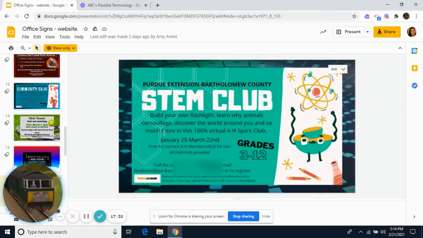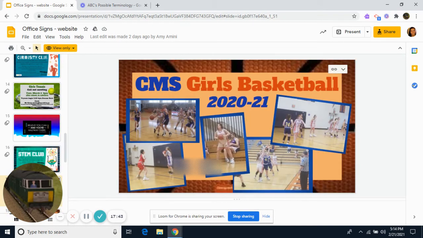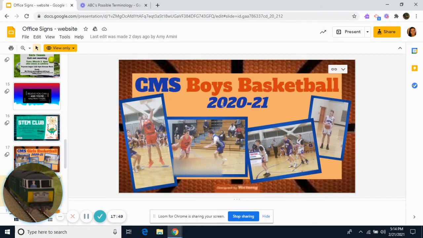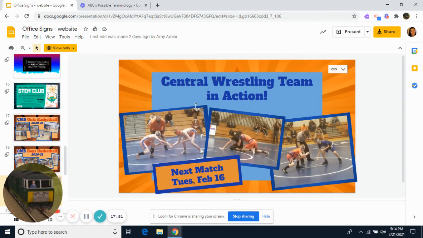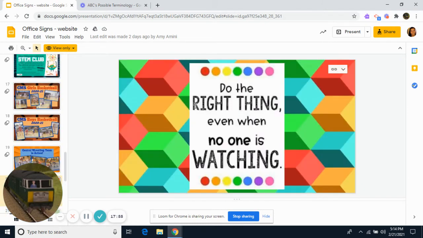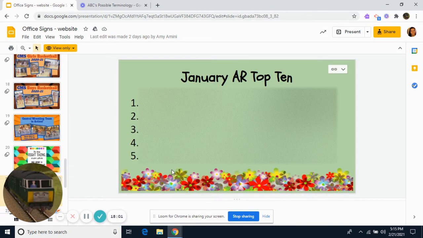Build your own flashlight, learn how animals camouflage, discover the world around you so much more. And it's 100% virtual 4-H Spark Club. This is the girls' basketball, the boys' basketball. Central Wrestling team in action. Do the right thing, even when no one is watching.